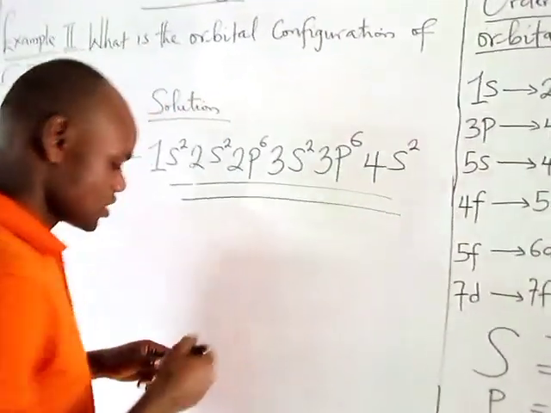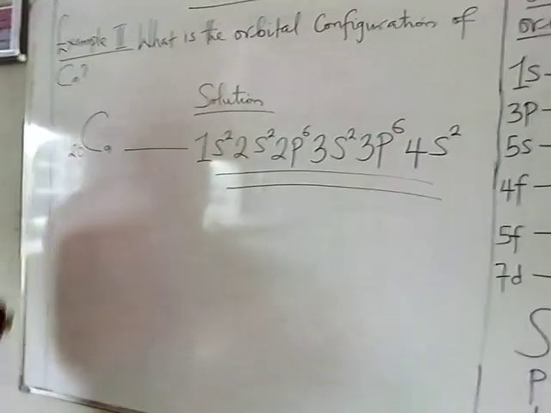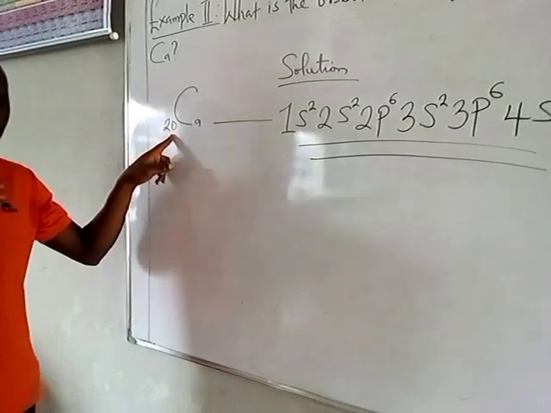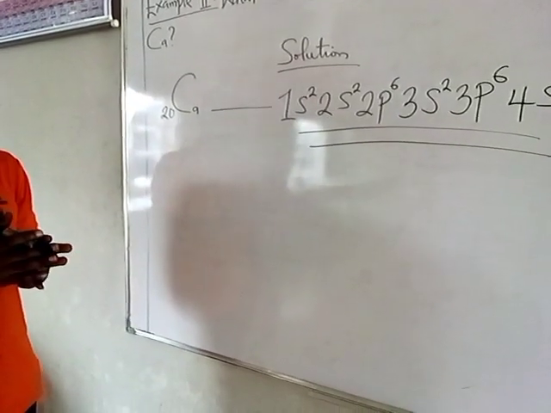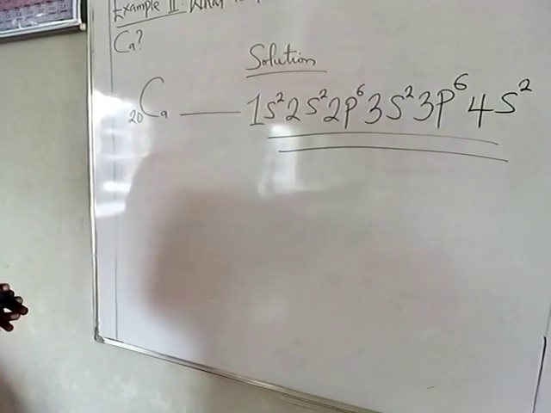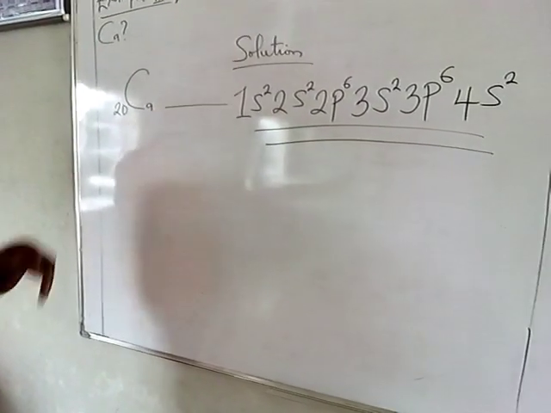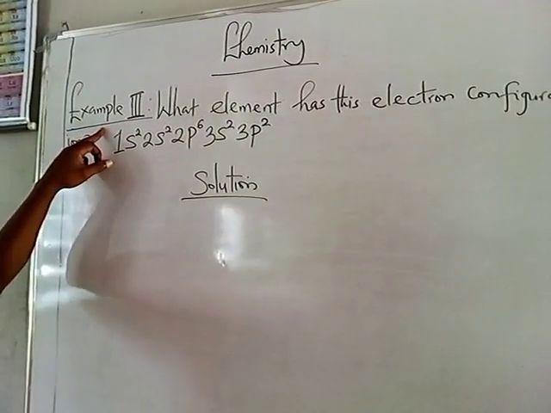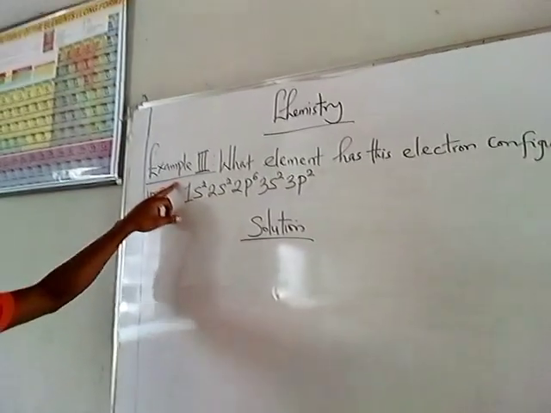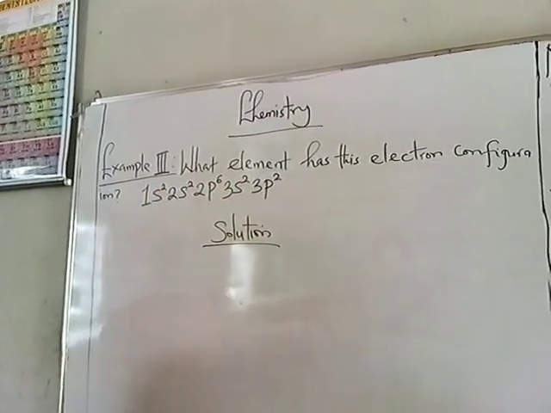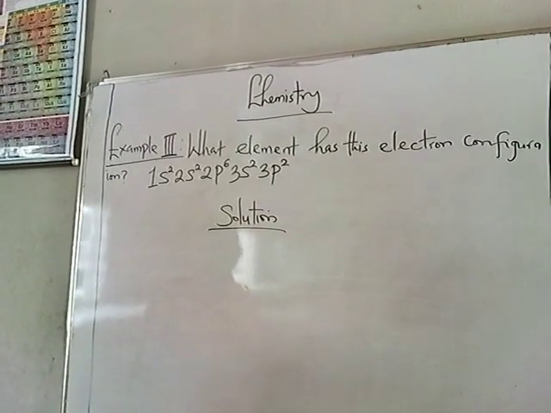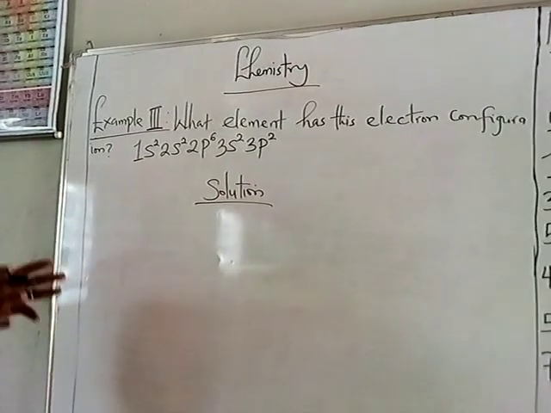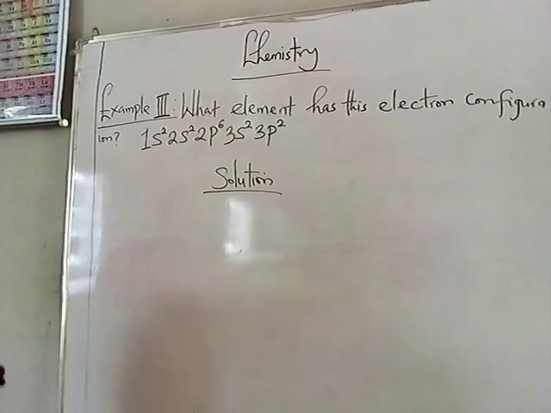Please always take note. For any element you are given, the first thing you will do is to fix the atomic number of the element. When you follow this process, I think you will not have any problem when it comes to electronic configuration. Okay, now I want to consider example 3. Please take note of this question. What element has this electronic configuration? They have given us the electronic configuration, and they are asking what element has it.